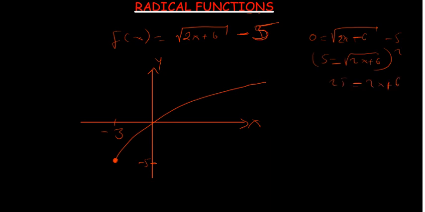We take the 6 over the other side. 25 minus 6 is equal to 2x. So that is going to give us 19 is equal to 2x. And then x is going to give us, 2 can go into 18, I mean, is it 9 times? 9.5. So when our y is 0, our x is going to be 9.5. So what does that mean? So let me try to remove this.